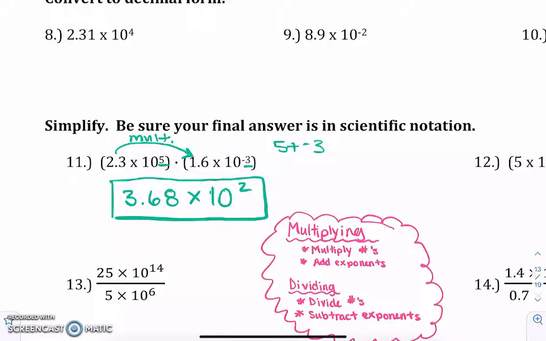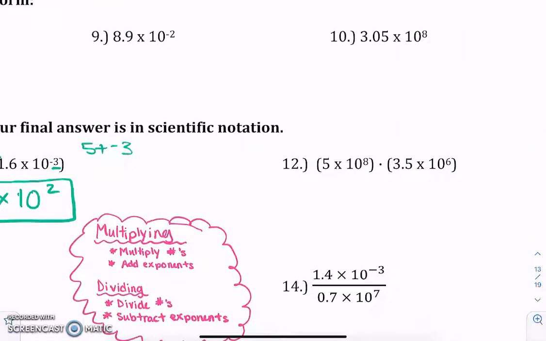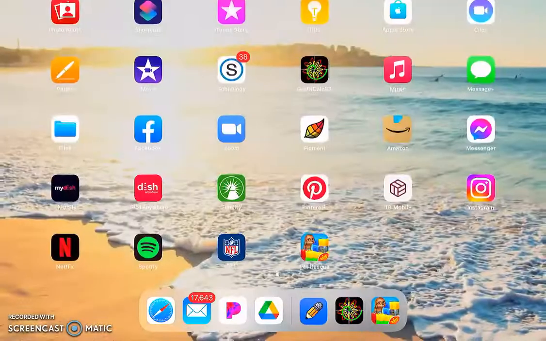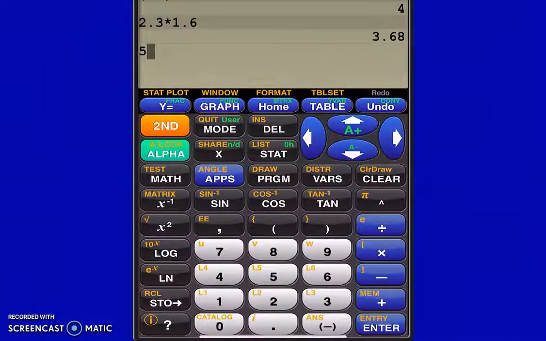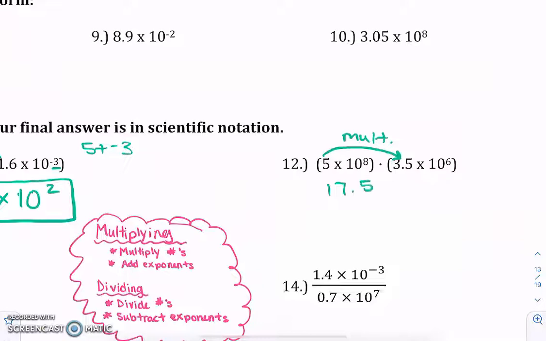Theoretically, you could put them into standard form, get that really big number or really small number, whatever it might be, and then put it back into scientific notation. But this is the easiest and quickest way. So you multiply the numbers and you add the powers. So for number 12, we would do 5 times 3.5, 5 times 3.5. So we get 17.5 times 10, 8 plus 6, 14.